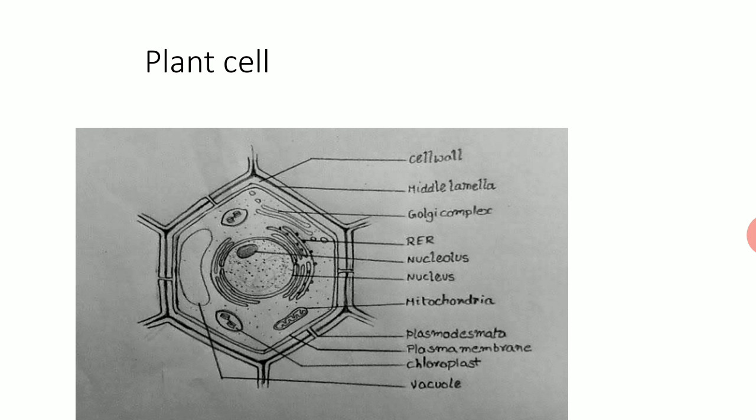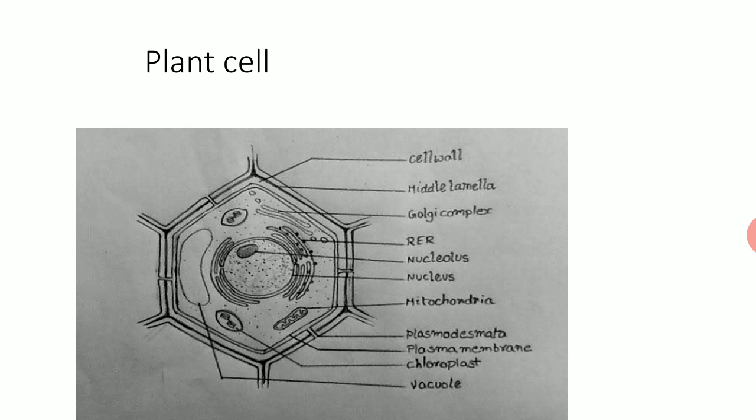Then the plasma membrane, which is covering the inside, and then chloroplast, which is most important for the plant cell, because chloroplast is mostly present only in plant cells. Chloroplast is very useful for food production. It contains the chlorophyll pigment and helps in the process of photosynthesis. That is the main function of chloroplast. In the animal cell the chloroplast will be absent. The last one is the vacuole, the empty space. These are the important parts mentioned in the plant cell.